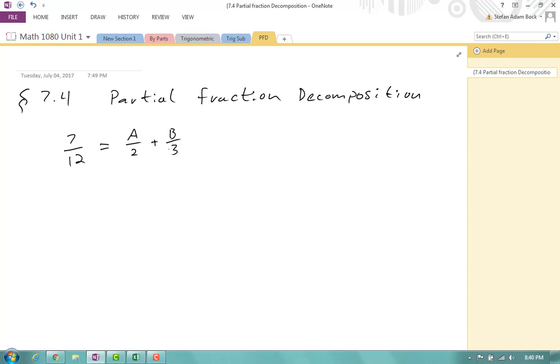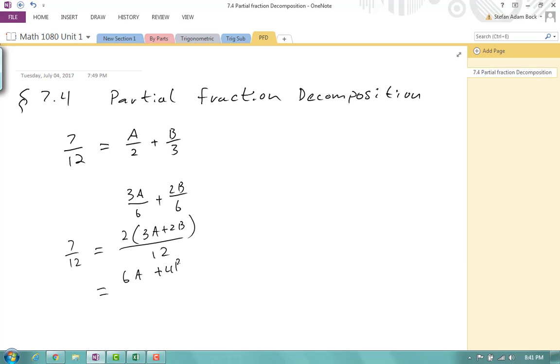But we'll soon see with this example that those pieces aren't quite enough, because no matter what I choose for a and b, if I try to find a common denominator between these two, I'm going to get 3a over 6 plus 2b over 6. And what I'm going to have is that 3a plus 2b is only going to give me multiples of 2 over 12. So 7 over 12 equals 2 times (3a plus 2b) over 12, which is equal to 6a plus 4b over 12.